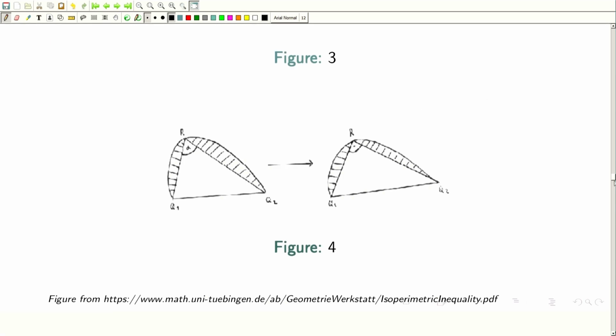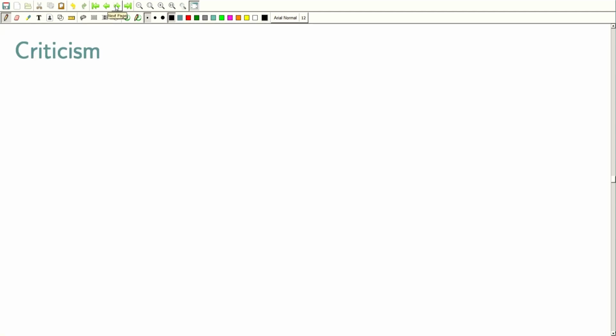Now suppose it is not 90. You keep these 2 points here, and you stretch it up to 90 degrees. You are not changing the perimeter, because these are the same, you are keeping the 2 here, but the area has increased. So that is a simple geometric argument. Steiner said that this is going to be a semicircle.